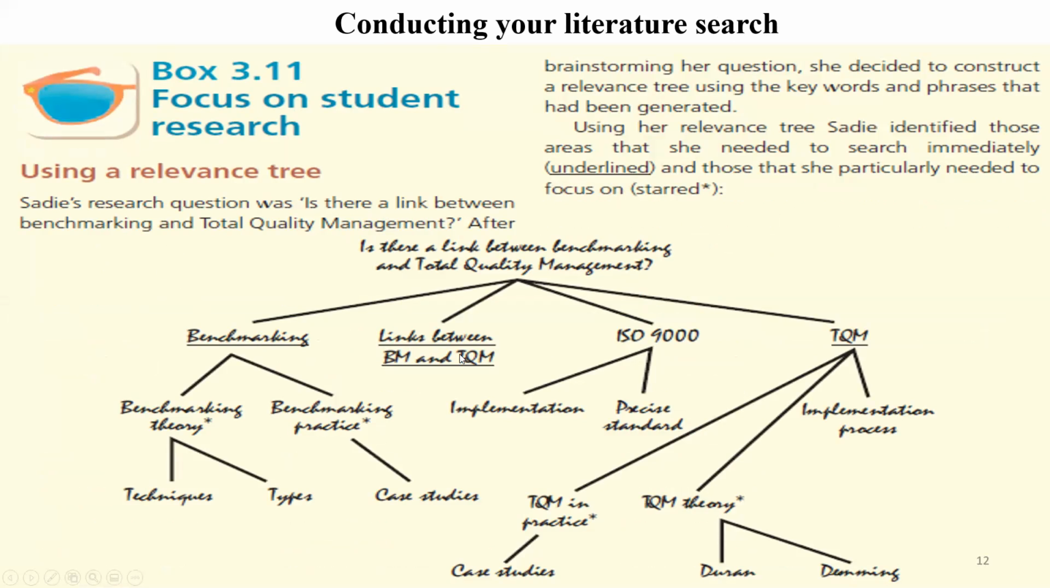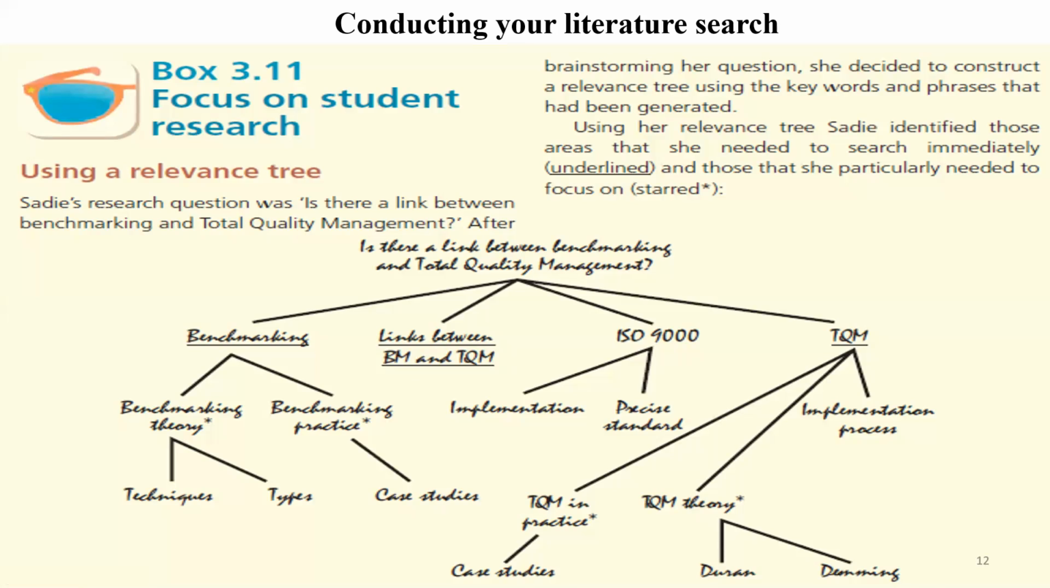What are the key terms? Benchmarking, total quality, and ISO. So from this you have to do the literature, each and everything. You just put these headings in Google Scholar, and you get the articles. Even if you can't get a full article, at least you can get some idea from the abstract. Abstract is freely available in Google Scholar.